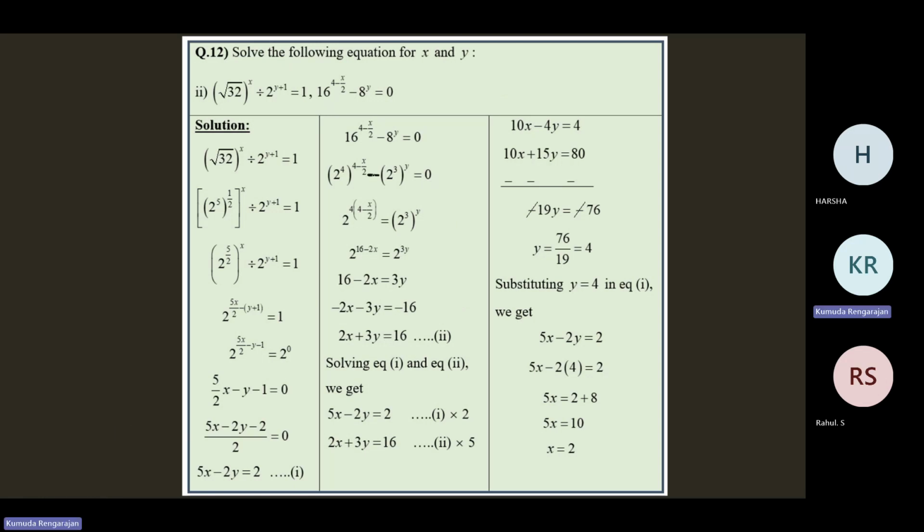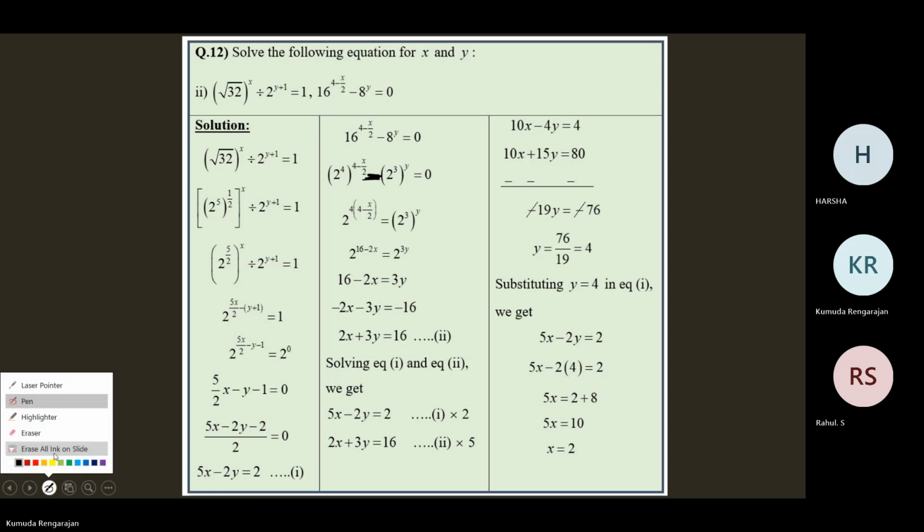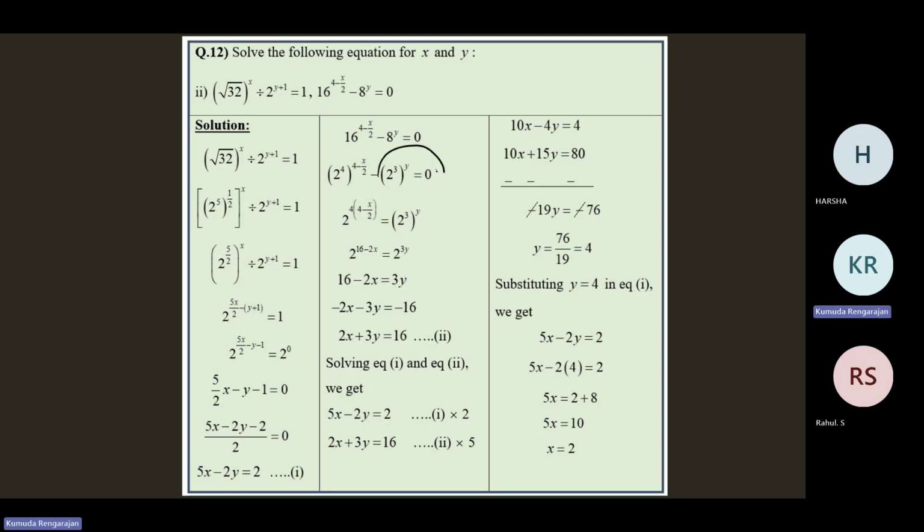And here also, it's not multiplication or division. It's minus here. So what we do is we take this one to the other side. When you take this to the other side, you can use a rule: when bases are the same, you can equate the powers.